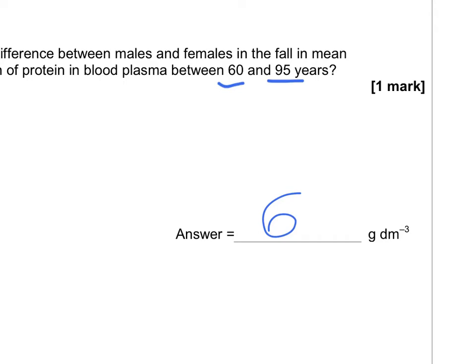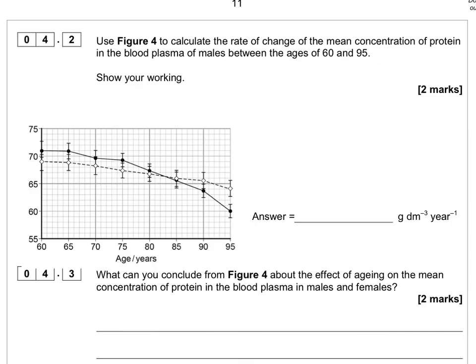There we go. Now, the difficulty is that I think a lot of students probably, when they did this, did every single point and looked at the differences and added them up. But it says 60 and 95 years. Question 4.2 says use figure 4 to calculate the rate of change of the mean concentration of protein in the blood plasma of males between the age of 60 and 95.